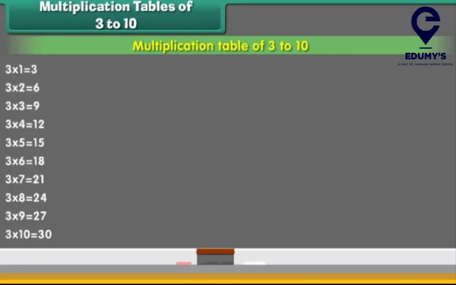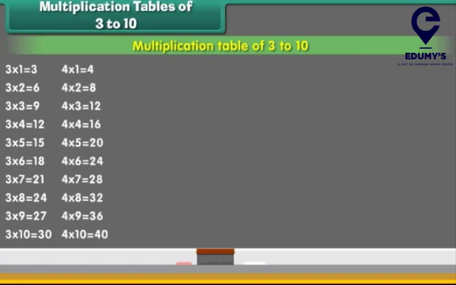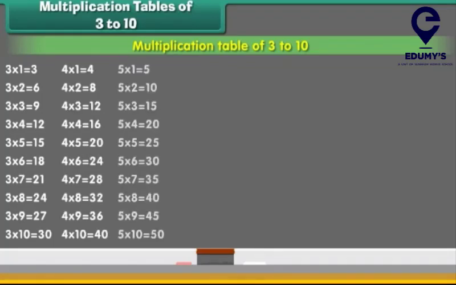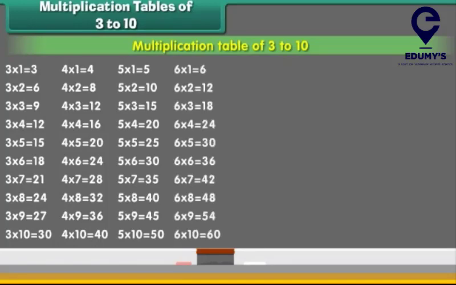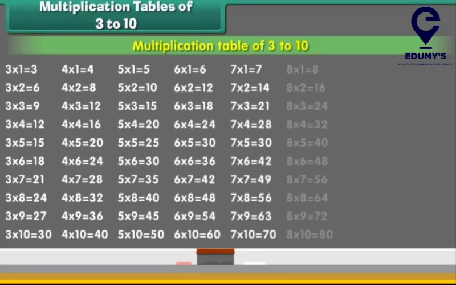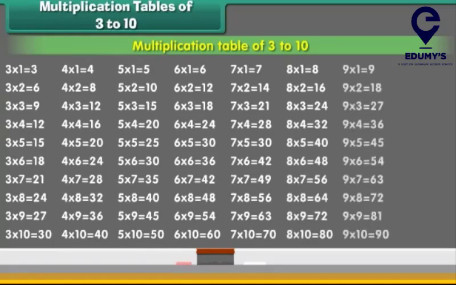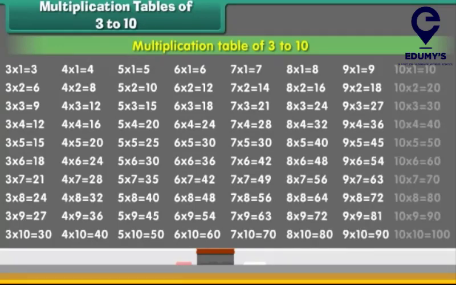Multiplication tables of 3 to 10. Let us now learn the multiplication tables of the numbers 3 to 10. Let us start with the table of 3. Now the table of 4. Table of 5. Tables of 6, 7, 8, 9 and 10.